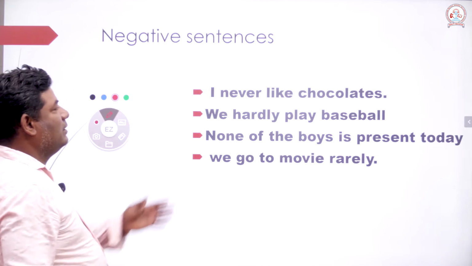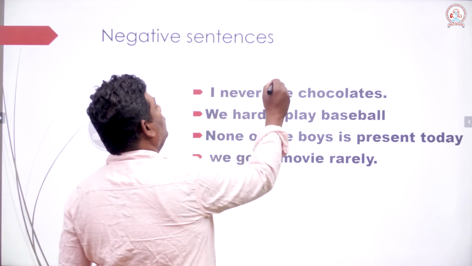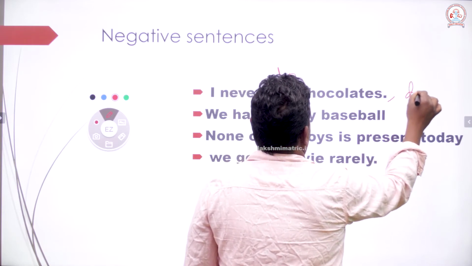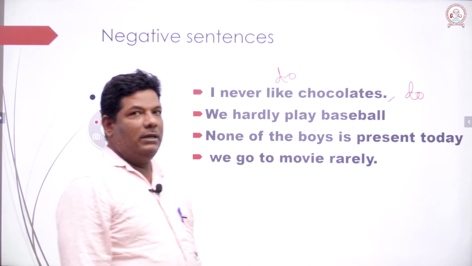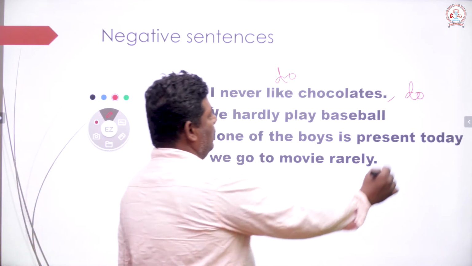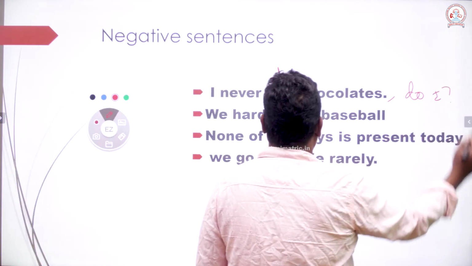What is the auxiliary verb? Directly, an auxiliary verb is not given. Therefore, we take do. Right? It's a negative sense, never. Therefore, we write a positive question tag for it.